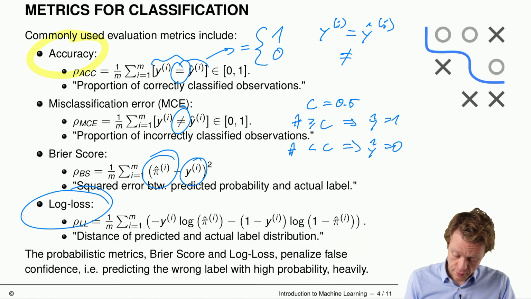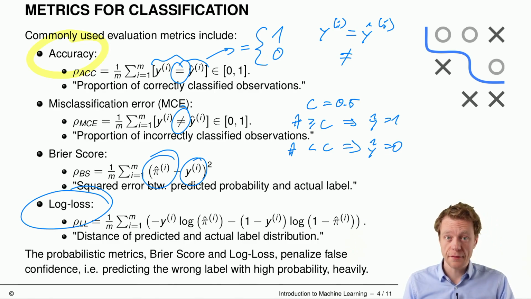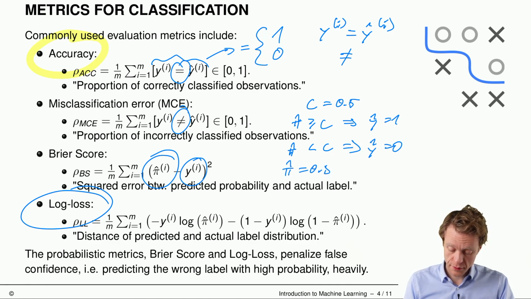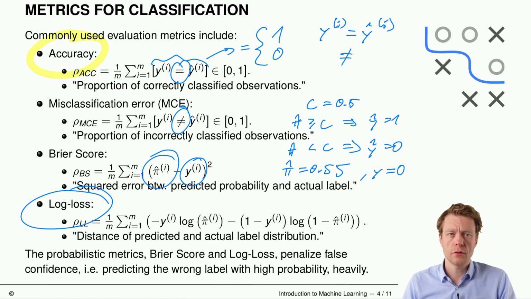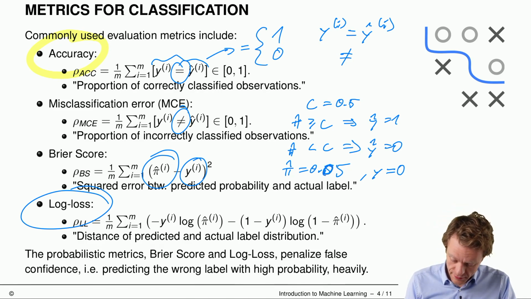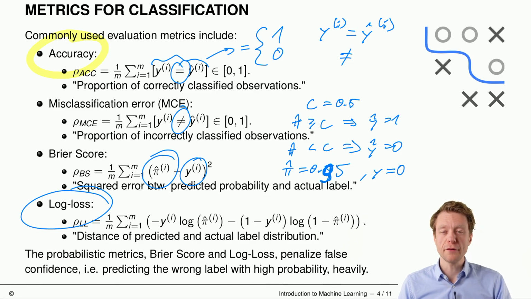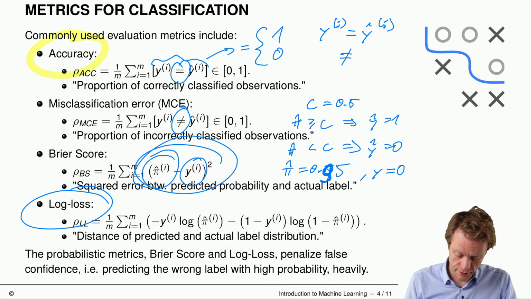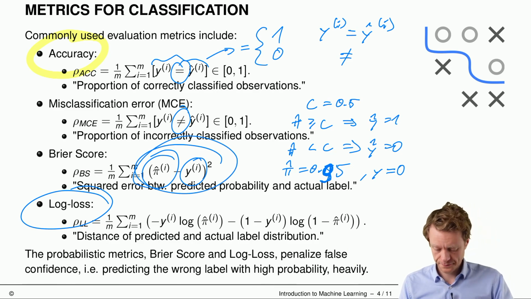And imagine now that you have an observation where pi hat perhaps is 0.55 and the true label y is 0. So of course then we have a wrong prediction because y hat would be 1, that's larger than 0.5. But it's not that wrong, it was a close call, let's say. But if on the other hand the predicted probability is 0.95 and the true label is 0, that's far worse, okay? So this is mirrored in both the Brier score and log loss.